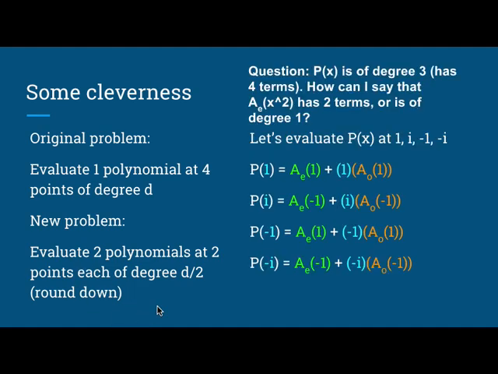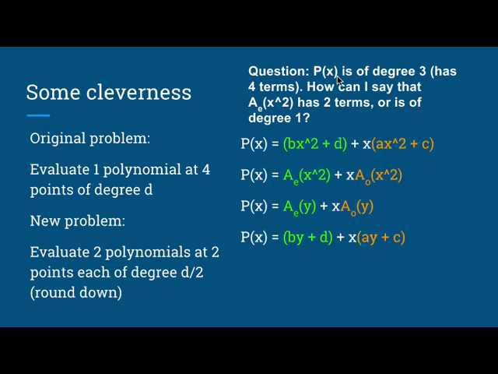The reason that comes up is because p of x was a degree 3 polynomial, correct? And our new polynomials are degree 1 polynomials. Take a look at this. This is a degree 1 polynomial. Well, this was degree 3. So if 3 is equal to d, then d over 2 is 1.5. Let's just round down. This is an off by 1 error.